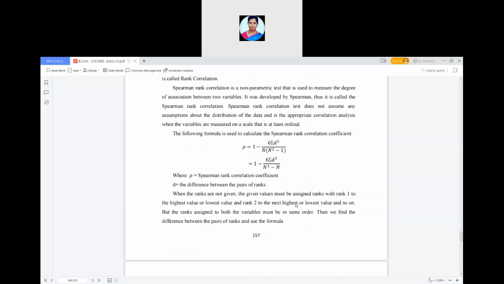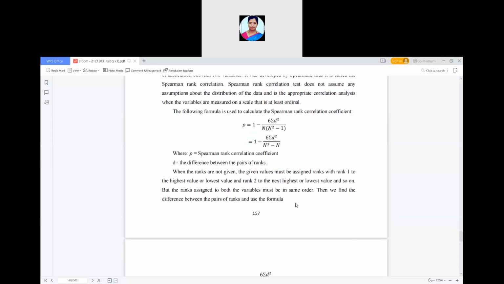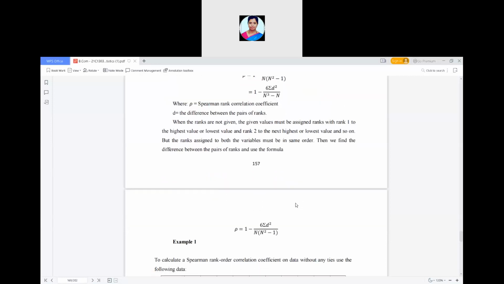The notation rho we are using, and here D is the difference between the pair of ranks. When the ranks are not given, what do we do? We can do the ranking from highest to lowest or lowest to highest, and then we can find the difference between the pair of ranks by using the formula.